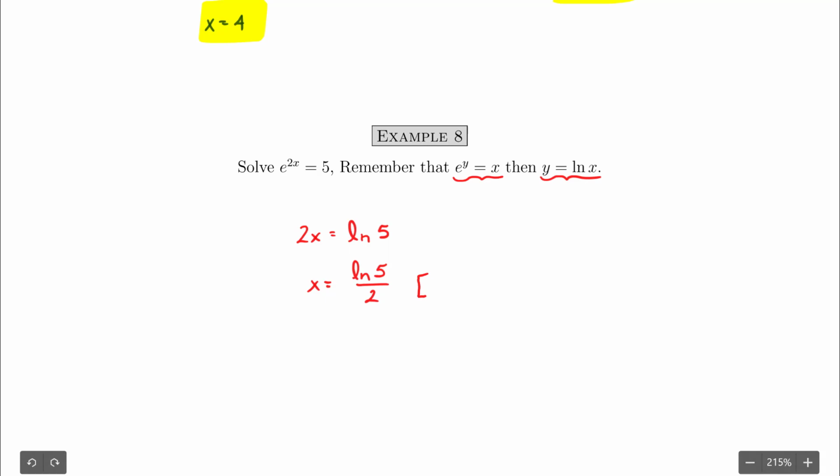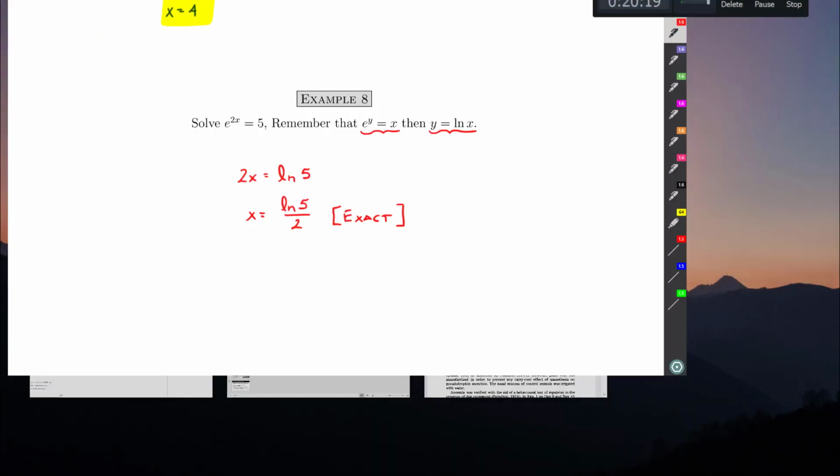Now this is an exact answer, and typically that's what you want to give, the exact answer. If you were asked to approximate it, you could just type that in on your calculator. Natural log of 5 over 2.